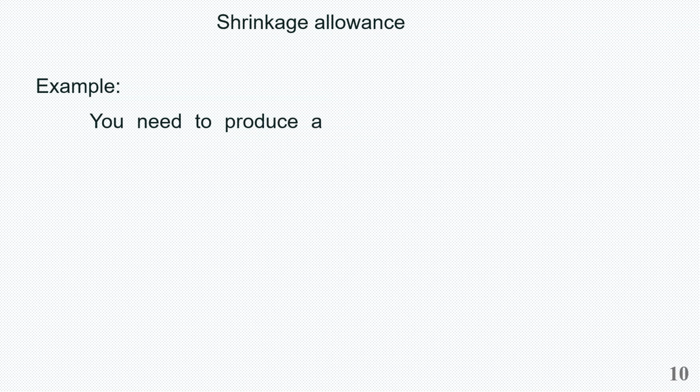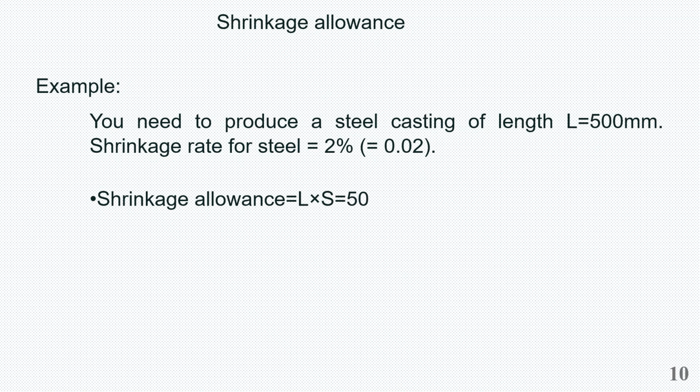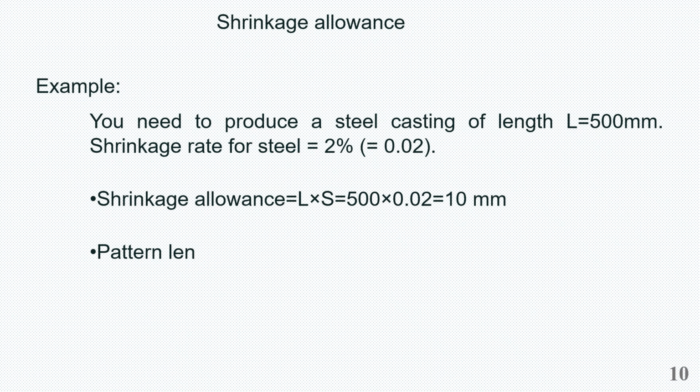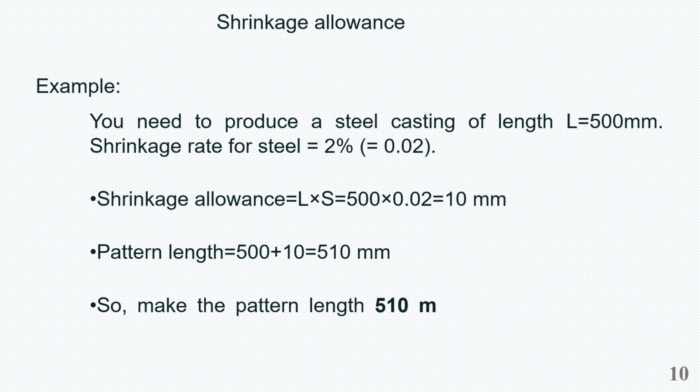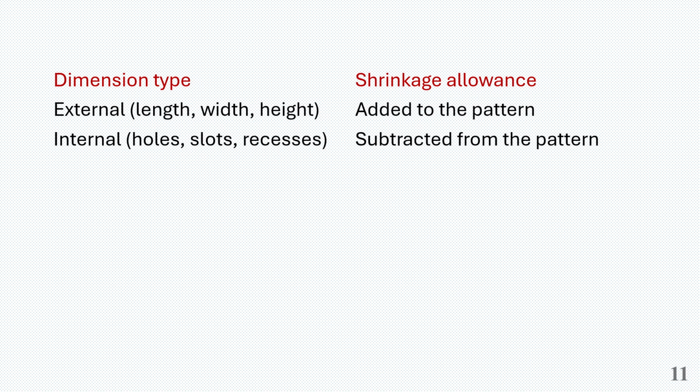So, a simple example so that you are clear about how you can add the allowances. You need to produce a steel casting of length 500 mm. Shrinkage rate for steel is equal to 2%. So the shrinkage allowance is equal to L into S, which is 10 mm. So the pattern length is 500 plus 10, 510 mm. So make the pattern length 510 mm to get a final casting length of 500 mm after shrinkage.